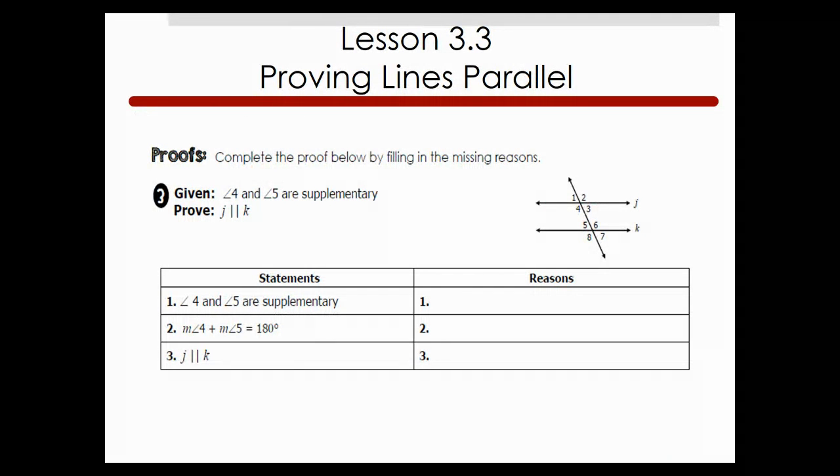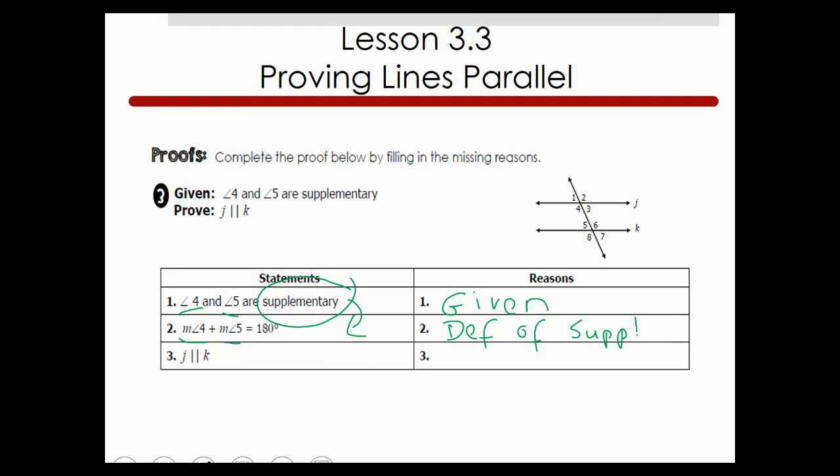All right, so last thing is proofs. So the first reason is always given, right? So from the first to second, so over here, you have 4, you have 5. The word supplementary changed to 180. So when the word supplementary changes to 180, it is definition of supplementary angles. Because the definition of supplementary is it's equal to 180.